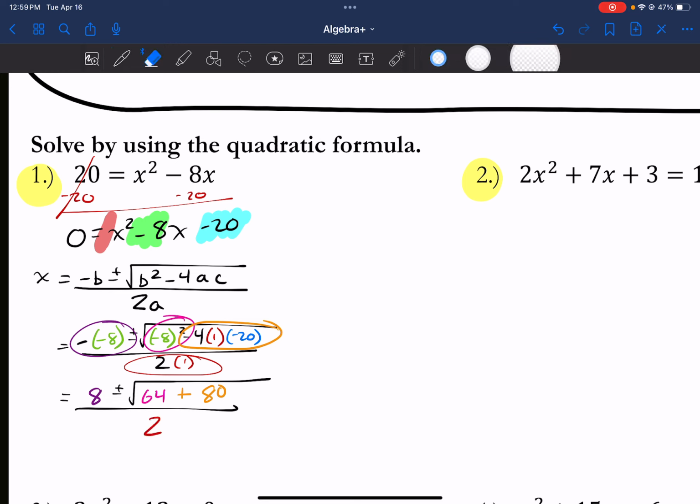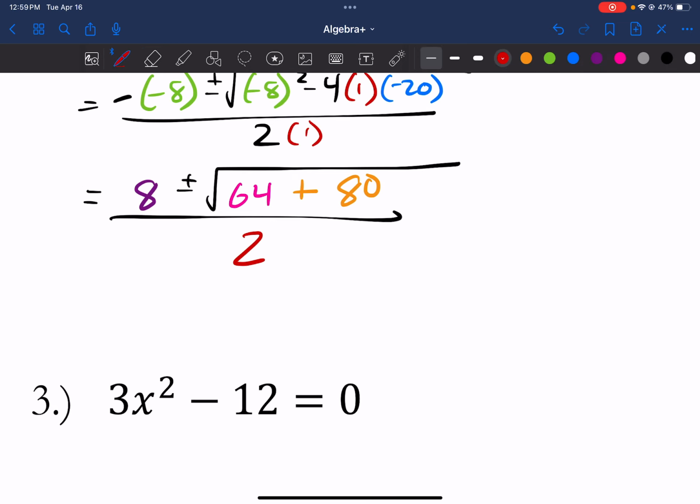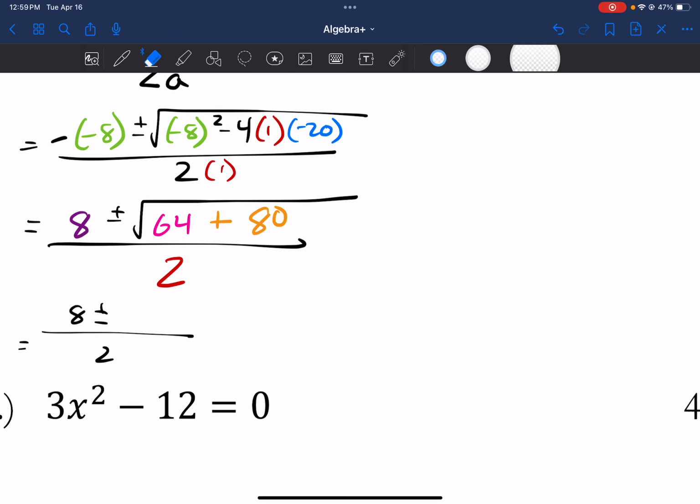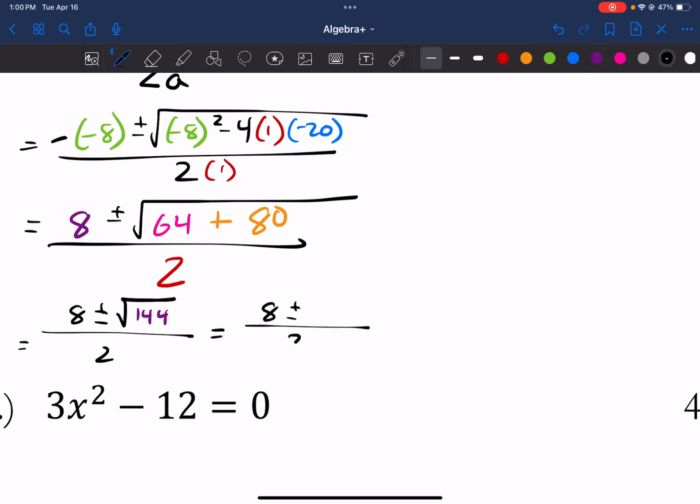So once I've simplified it, you can see it here, what you have. But I can still simplify further. So I get my x equals 8 plus or minus the square root of, well, 64 plus 80 gives me 144. And I can take the square root of 144, and I'm going to get 12. So if you wanted to go immediately to writing 12, that's okay. But it's up to you. So since I'm running out of space here, it's 8 plus or minus 12.